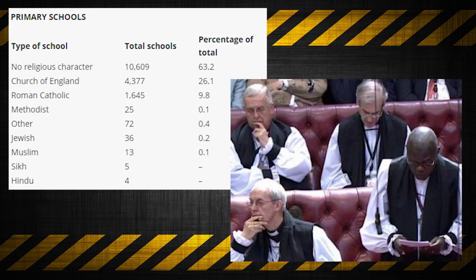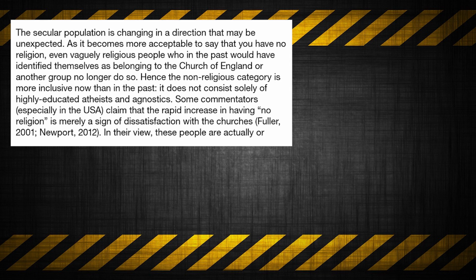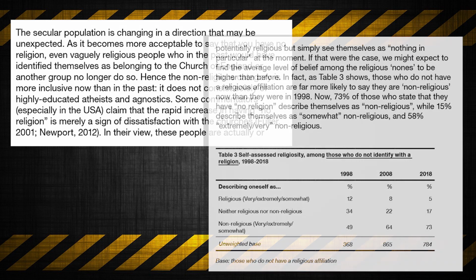Okay, moving on with the report. Reading from the report: The secular population is changing in a direction that may be unexpected. As it becomes more acceptable to say that you have no religion, even vaguely religious people who in the past would have identified themselves as belonging to the Church of England or another group no longer do so. Hence, the non-religious category is more inclusive now than in the past. It does not consist solely of highly educated atheists and agnostics. Some commentators, especially in the USA, claim that the rapid increase in having no religion is merely a sign of dissatisfaction with the churches. In their view, these people are actually or potentially religious, but simply see themselves as nothing in particular at the moment.